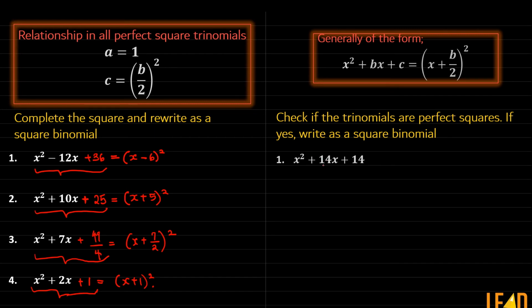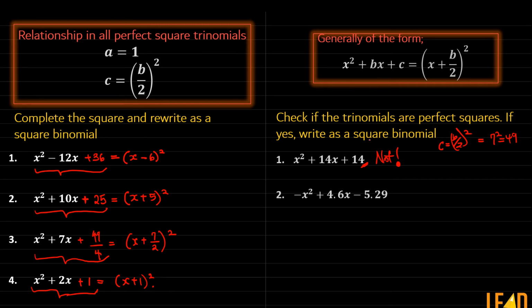14. So that means that if they were going to be perfect squares, a has to be 1, which it is already. So what we'll do is we need to check for c. My c is supposed to be equal to b over 2 all squared, right? So that means my c is supposed to be equal to 14 over 2, that's 7 squared, which gives us 49. So I'm supposed to have 49 here, right? That's 14 over 2 squared, but that's not the case. So this is not a perfect square. It's not a perfect square binomial.